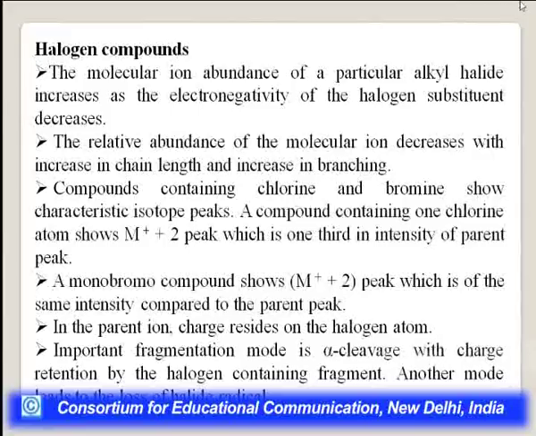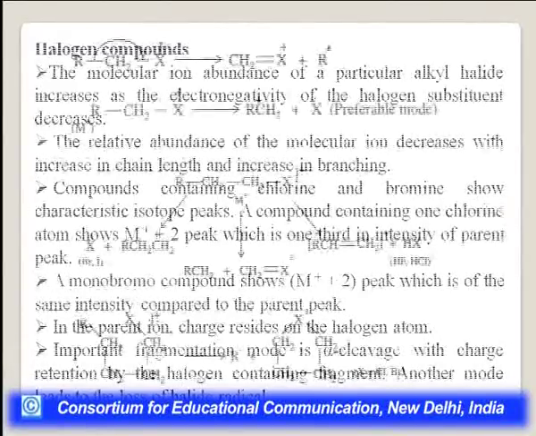In monobromo compounds, the M plus 2 peak has the same intensity as the parent ion. In the parent ion, the charge resides on the halogen atom. An important fragmentation mode is alpha cleavage with the charge retained by the halogen containing fragment. Another mode leads to the loss of a halide radical.